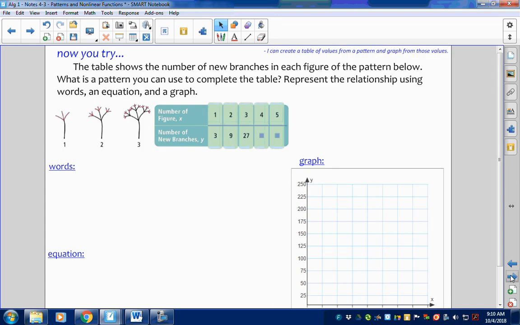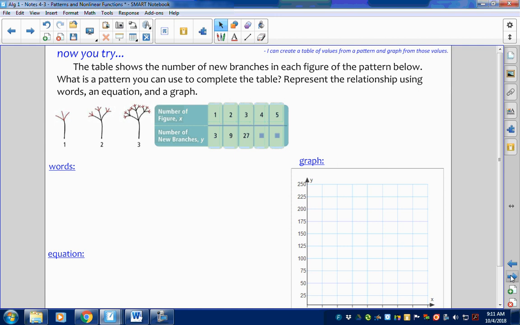Now you try. This is a little different equation. I'm not going to have you try. I'm going to actually go through this with you because this is different than x cubed. It says the table shows the number of new branches in each figure of the pattern below. You've probably seen things like this in other classes. What is a pattern you can use to complete the table?